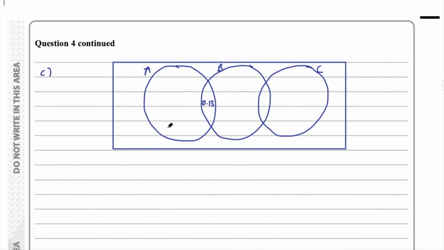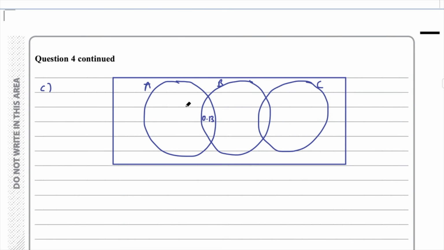And then we can work out what goes in this circle for A. So the probability of A was 0.35, so what goes inside this circle is going to be 0.35 minus 0.13. So that's going to be 0.22. And then if we were to go over to this one, B or C, we can't fill those in yet because we need this intersect for the probability of B intersect C.